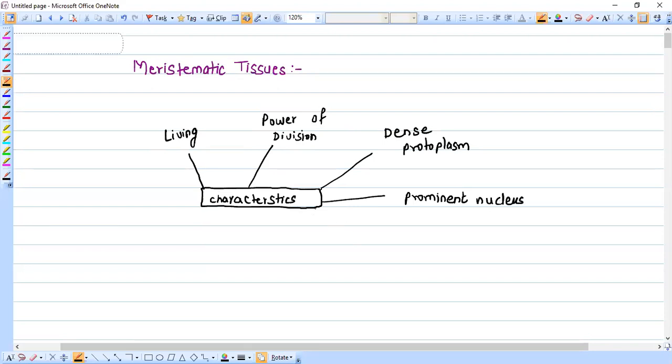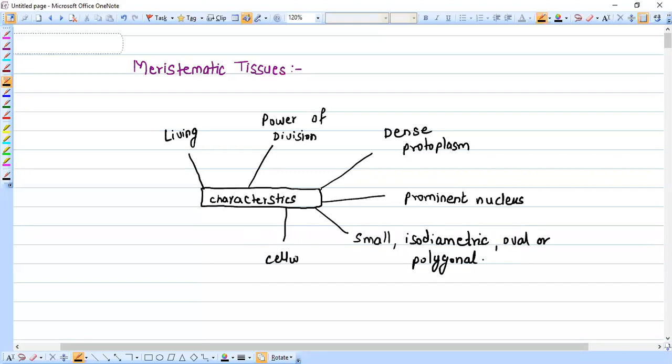When we talk about the cells, the cells are small in size. They all are isodiametric. Isodiametric means they have the same diameter from all sides. Sometimes they are oval, or even polygonal in shape. When we talk about the cell wall, remember the cell wall of meristematic tissues is thin, elastic in nature, and made up of cellulose.